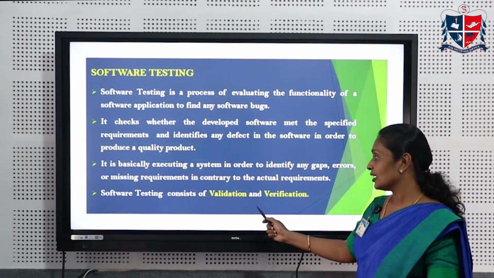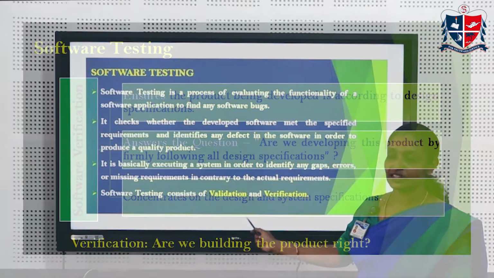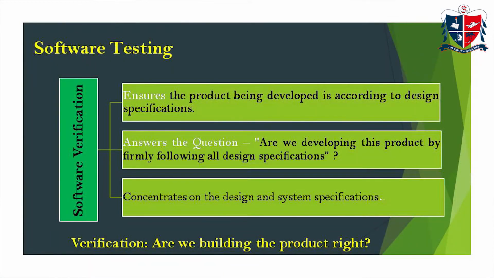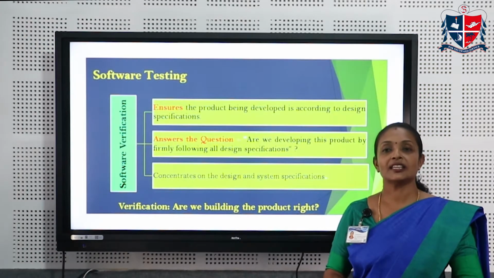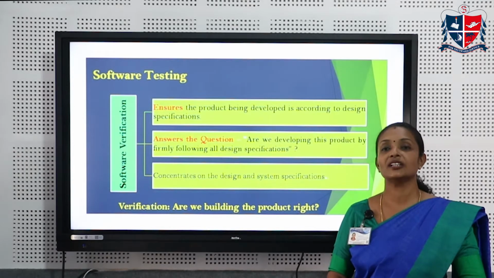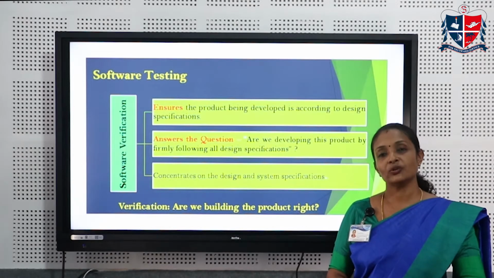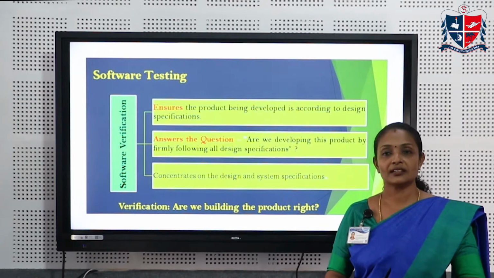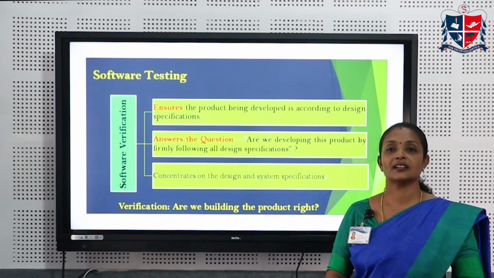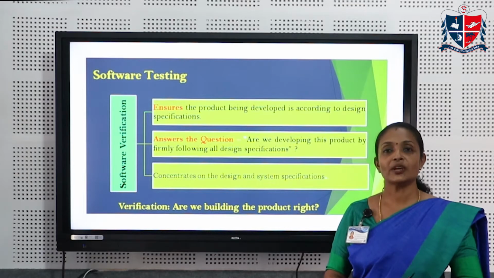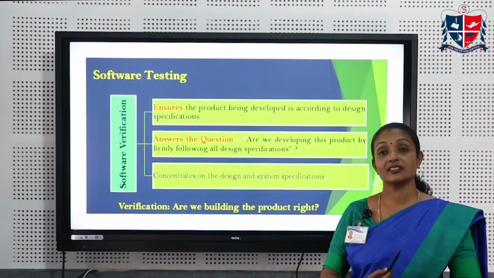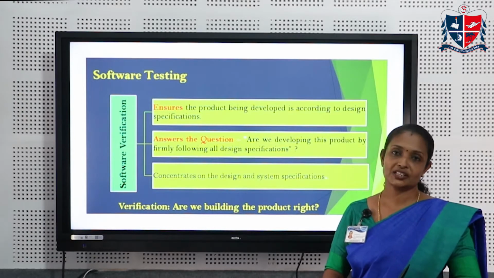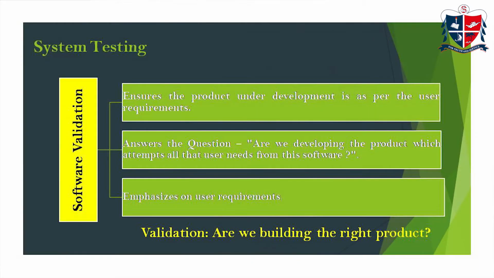Software testing basically consists of verification and validation. Verification means, are we building the product right? That is, we have to ensure that the developed software is according to the design specifications. During the software development process, we prepare the design specifications. So, we need to ensure in this phase that the software is developed according to the design specifications or not.